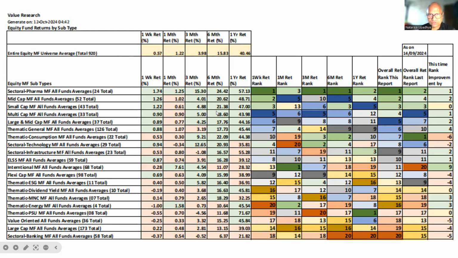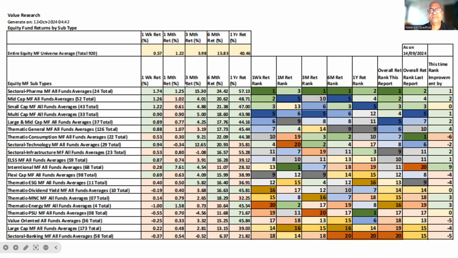Obviously, the funds which are ranked better, for superior performance across many timelines or all timelines, are above, and therefore will show more green status. And as you go down, there will be more red status.